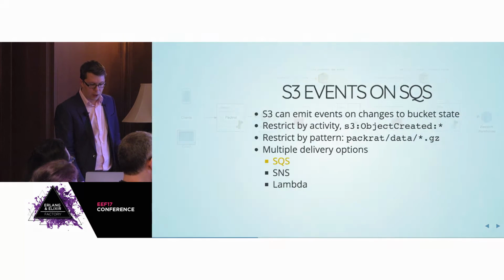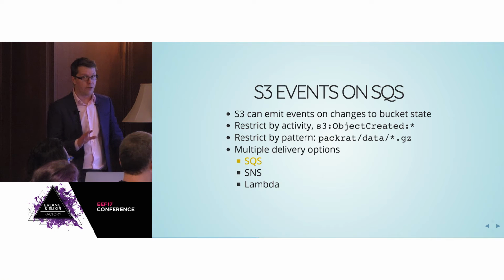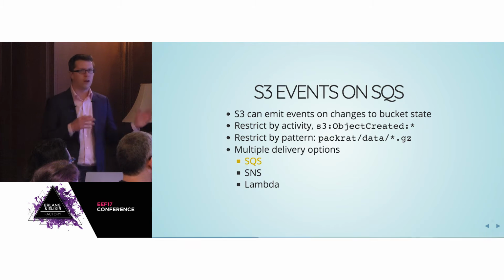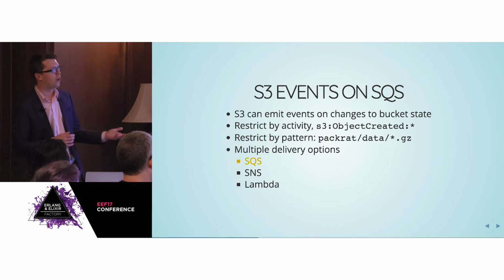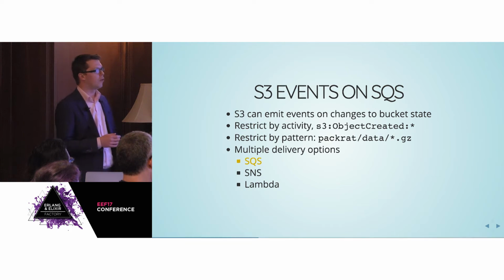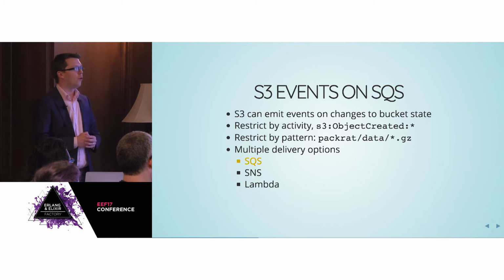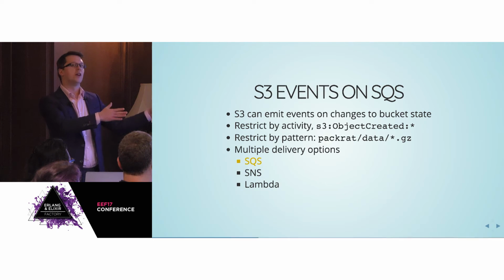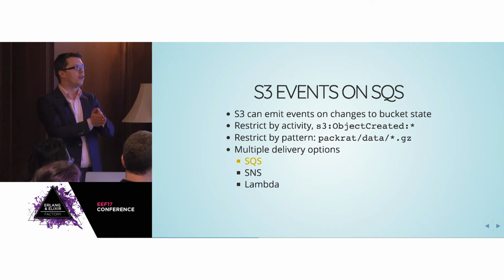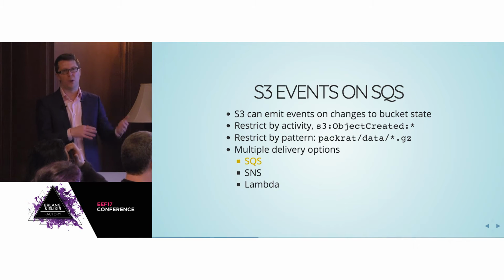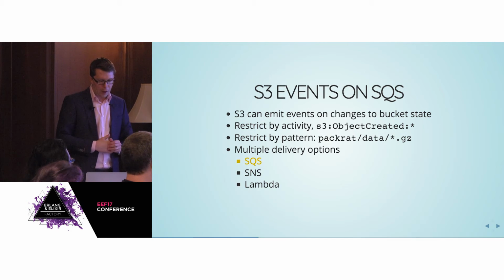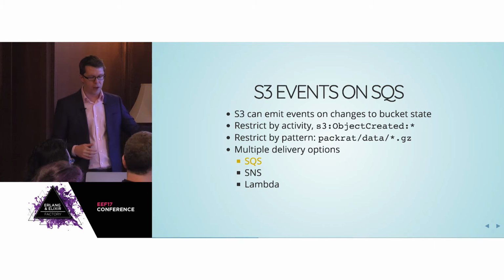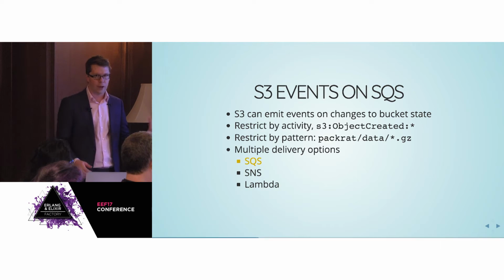So the key really is those events coming out of the buckets. S3 can emit events on any change, but the only change we care about is an object being created. And we also only care that it's the new raw data coming in, because when we write the processed data, we'll be putting it back in the same bucket, because you have a limit on how many buckets you can have. And so we also restrict by the file name. Those events can be sent through SQS, SNS, or Lambda.